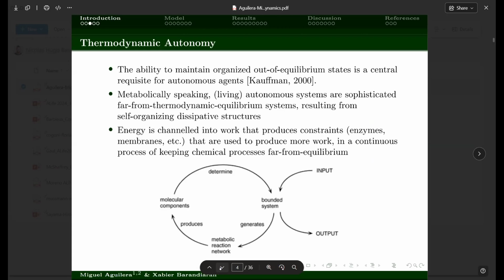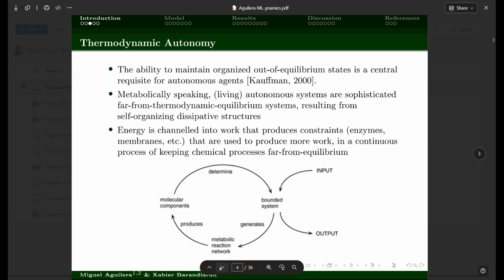And an idea that's repeated quite often in theory about autonomy and agency is that autonomous agents, living systems or autonomous systems in general, are able to maintain an out of equilibrium organization in terms of thermodynamics. For example, metabolically, living systems are sophisticated, far from equilibrium systems, composed of complicated dissipative structures that channel energy into work, that produce constraints like enzymes, membranes, etc., that are able to produce more work. In this sense, living systems are chemical processes that take matter and energy to sustain structures that allow them to maintain themselves. They continuously depend on these flows from the environment to create more structure, more work that allows them to keep existing as such.